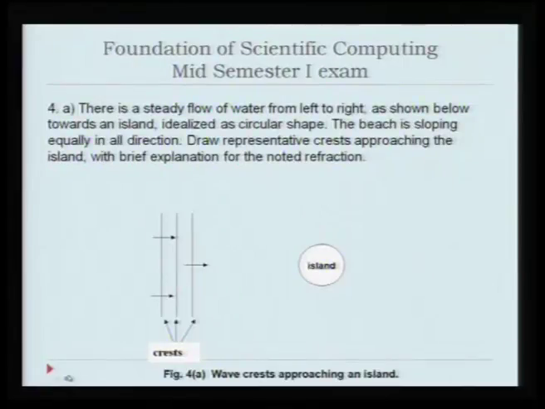It basically asks you to explain what you are going to see when a wave front approaches an island. The island has been idealized as circular in shape, and we are also told the beach is sloping equally. That means as you go farther away from the island, it becomes deeper and deeper. And some representative wave crests are shown, which are kind of parallel here. As they approach the island, we need to find out what happens to this wave front. That is what you'll have to answer.